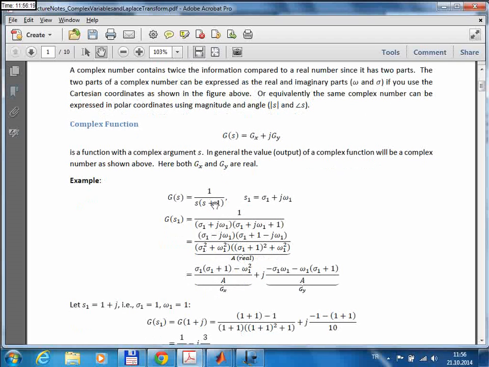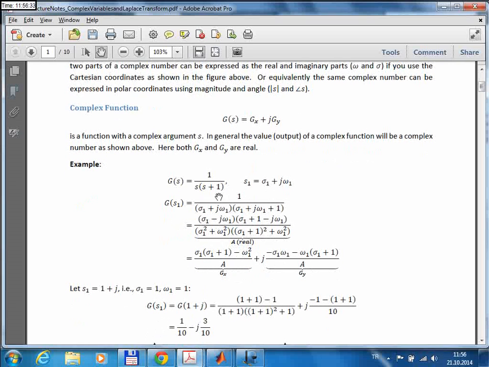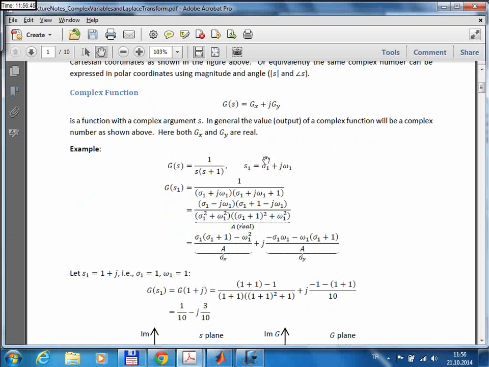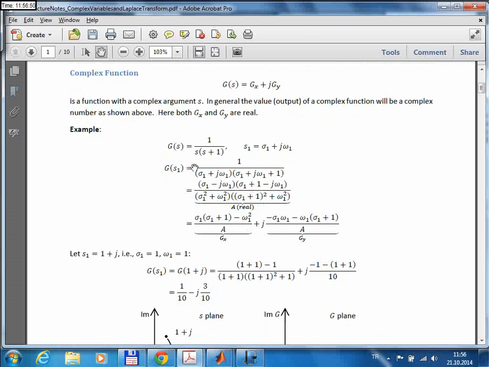Okay, so we have this example where this time we have a rational function. G of s is defined as you see here. And if you insert a complex number, like sigma 1 plus j times omega 1, so what I'm showing here is that the value of this function is a complex number. Even though this is a rational function, if you put this complex variable into this function, and if you do the simplification, so you have s here and then s plus 1 here.